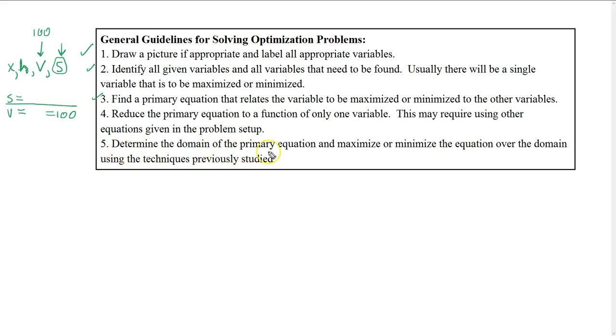Then determine the domain of the primary equation. That's when we said that x can go from 0 to infinity, and maximize or minimize the equation over the domain using the techniques previously studied. That's where we differentiated the s and set it equal to 0 and solved for x, and that gave us where s was a minimum.